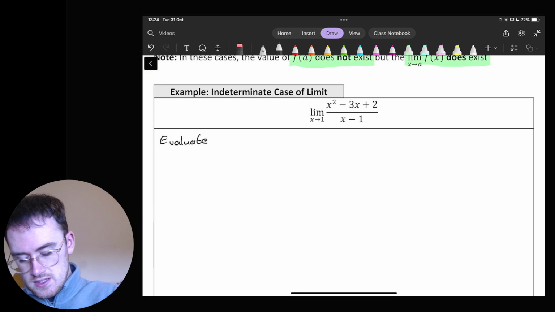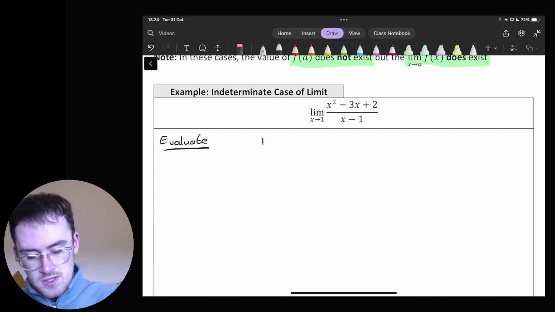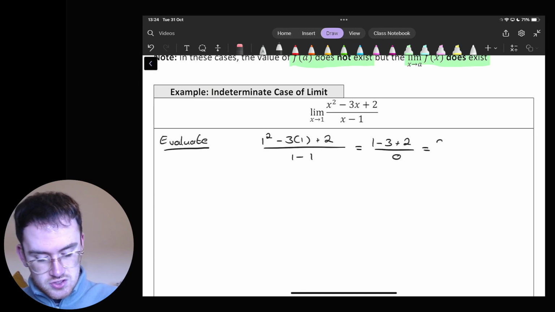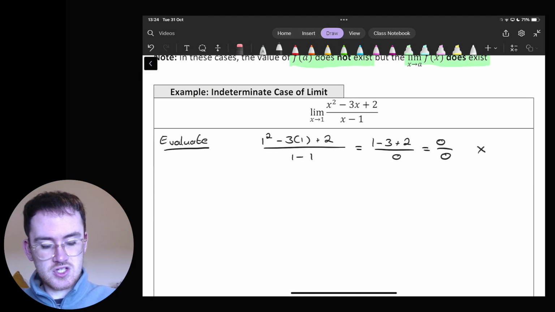So evaluate. We're just going to sub in 1 anywhere that we see x, and evaluate the limit here over 1 minus 1. That gives me 1 minus 3 plus 2 all over 0, which of course is just going to end up with 0 over 0, which is my indeterminate case. That now tells me that I'm going to have to factorize.